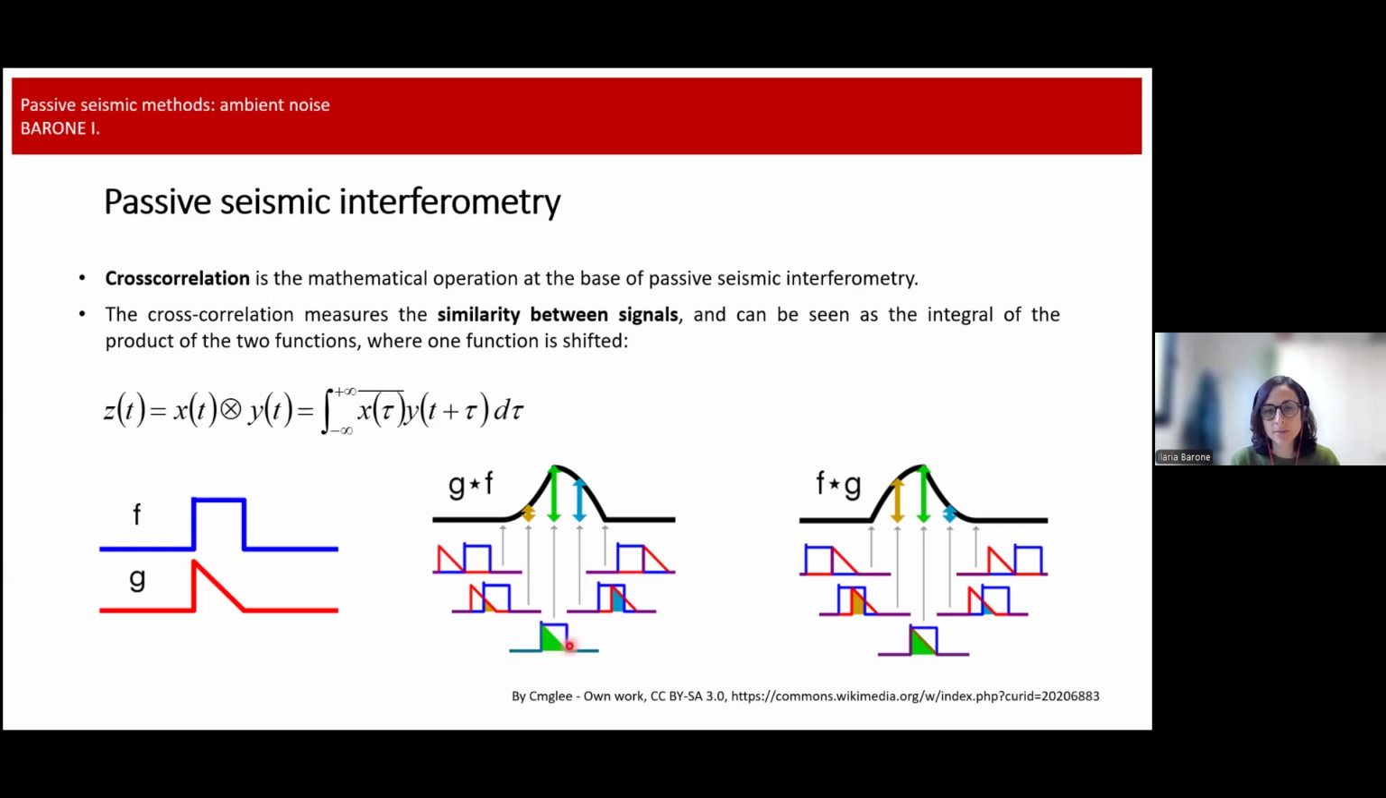When we have the maximum overlap between the two functions, we have the maximum of the cross-correlation. Be careful, because cross-correlation is not a commutative operation. So if you correlate g with f or f with g, you don't obtain the same thing.